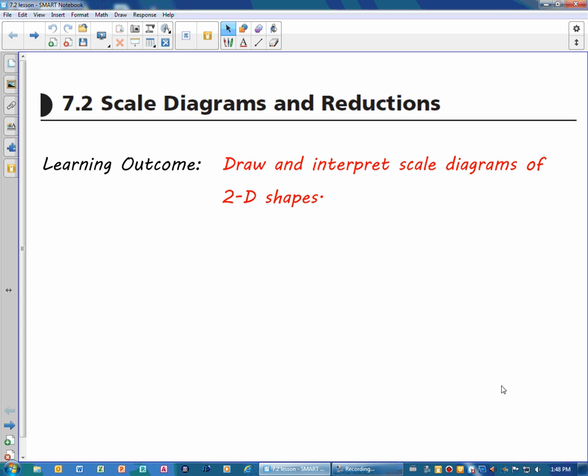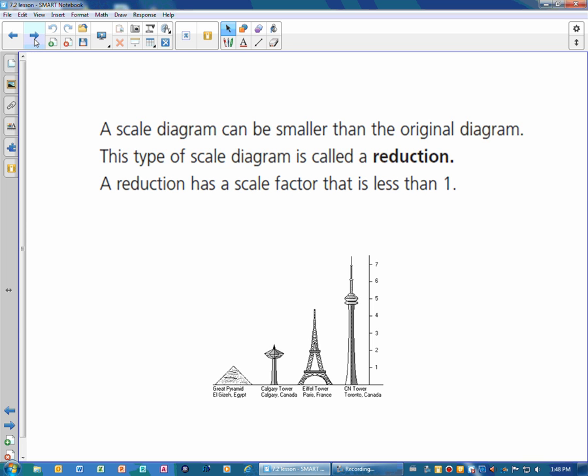So same learning outcome: to draw and interpret scale diagrams of two-dimensional shapes. It says that a scale diagram can be smaller than the original diagram. This type of scale diagram is called a reduction, and a reduction has a scale factor that is less than 1. That's important that you make a note of that somewhere in your learning journal. When you're reducing, it's smaller than 1. When you are enlarging, your scale factor will be bigger than 1. So make note that it will be smaller than 1.